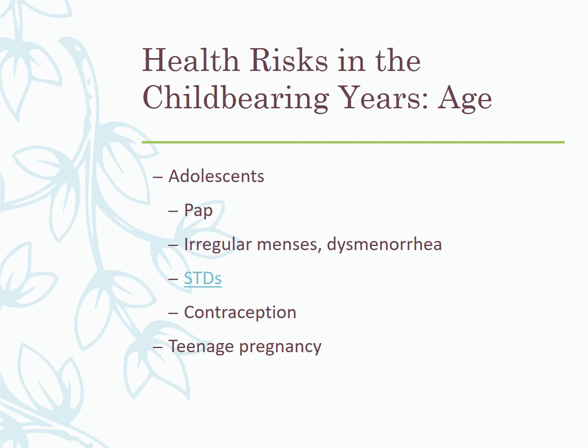Pap screen is usually a pivotal exam for adolescent girls as they develop perceptions that may hinder or encourage these routine exams. Teenage pregnancy. A sexually active teen who does not use contraception has a 90% chance of pregnancy within 1 year. It's a lot.